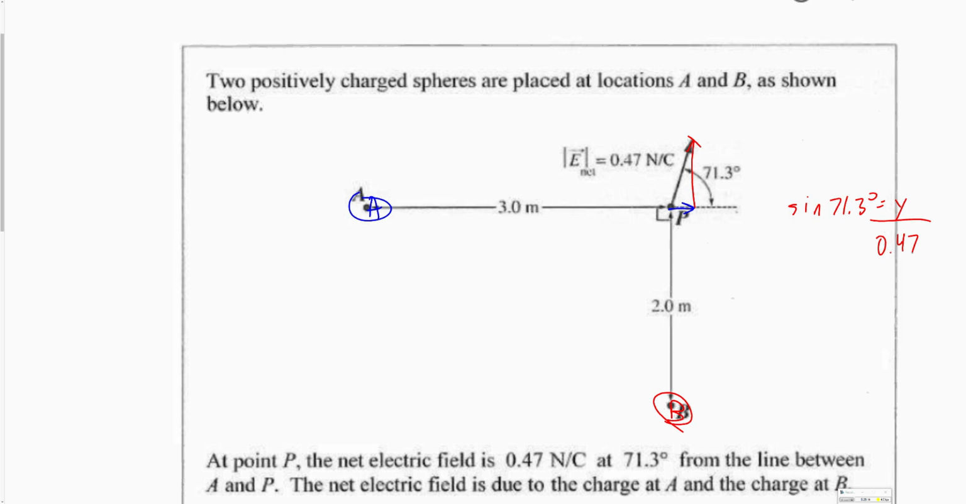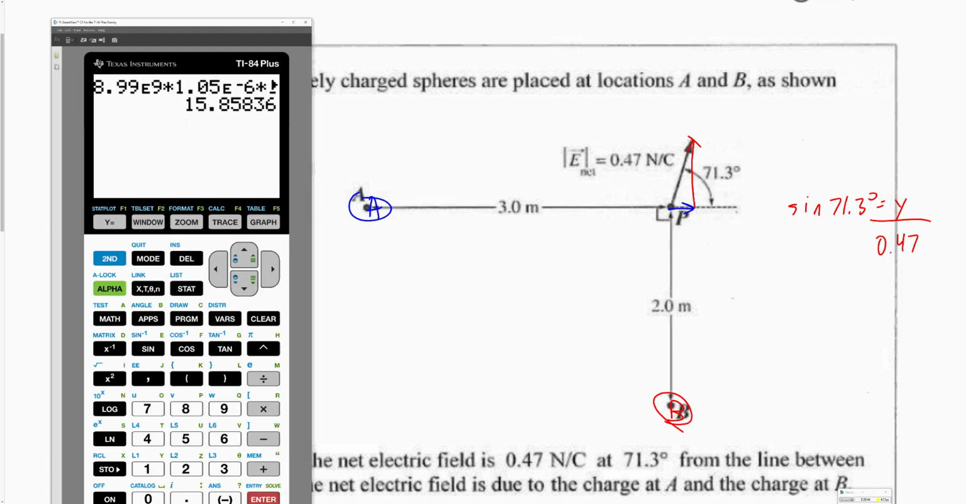This is actually a question where Physics 20 students could do the math of this, 100%. Now, they would struggle with this question because they wouldn't understand what they needed to solve for, right? The field caused by B was the Y component of that. But if we told them that the Y component of that 0.47 is the field caused by B, that's a Physics 20 question, right? Just a vector analysis Physics 20 question. 0.47 times sine 71.3. Let's make sure we're in degree mode.